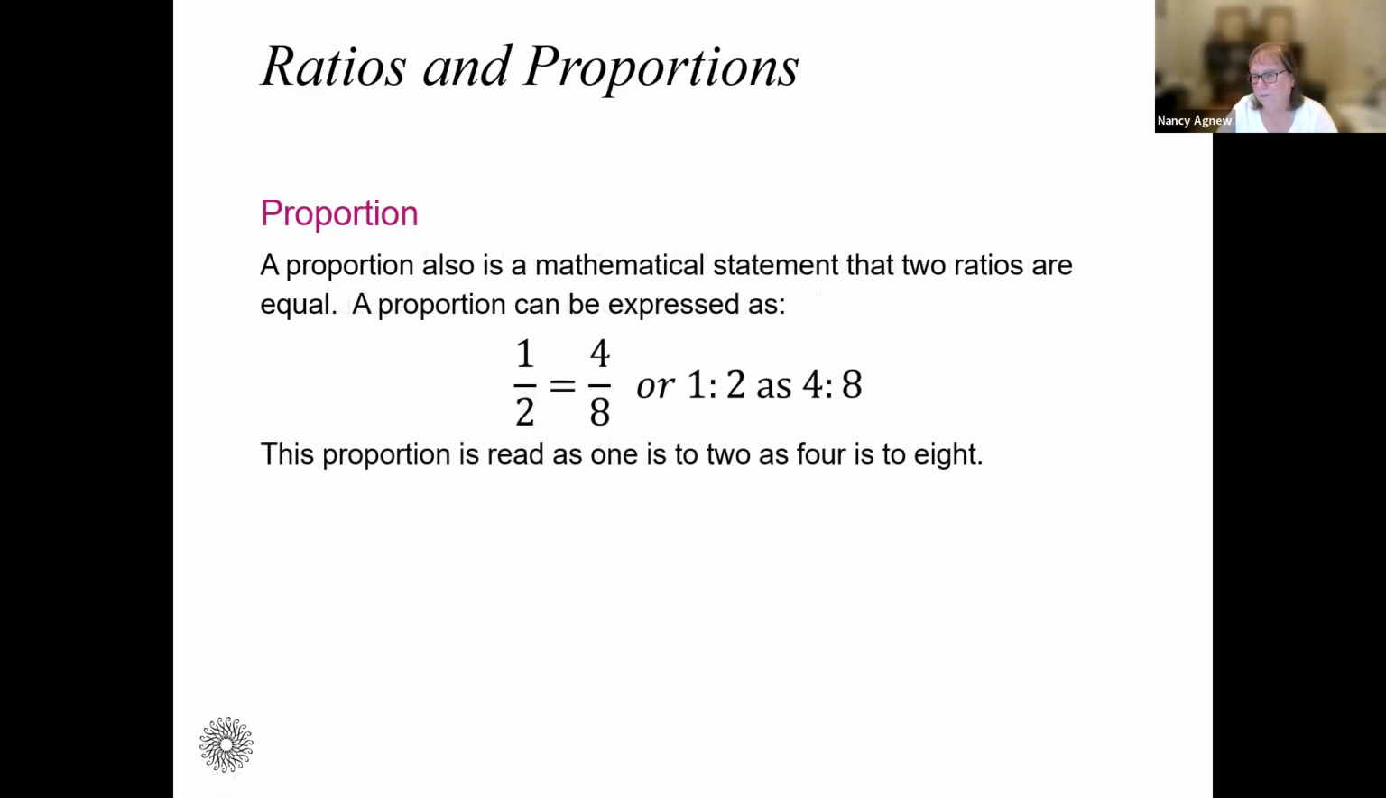So here we go. Here's a proportion with some numbers in it. So this proportion reads 1 is to 2 as 4 is to 8. And because I use simple numbers, you can see that relationship very easily. When you use more complex numbers, you don't see it as easily.